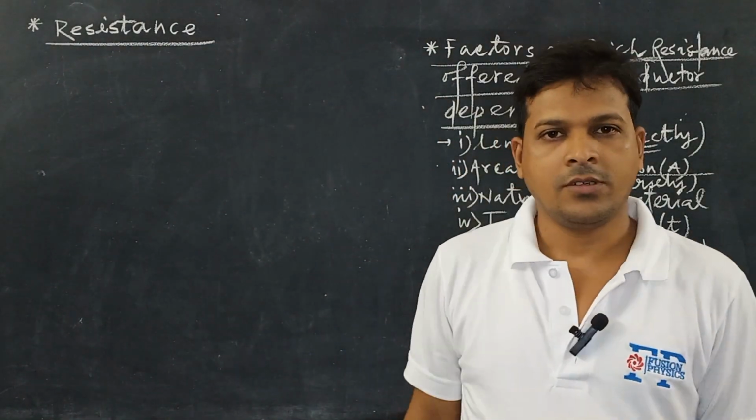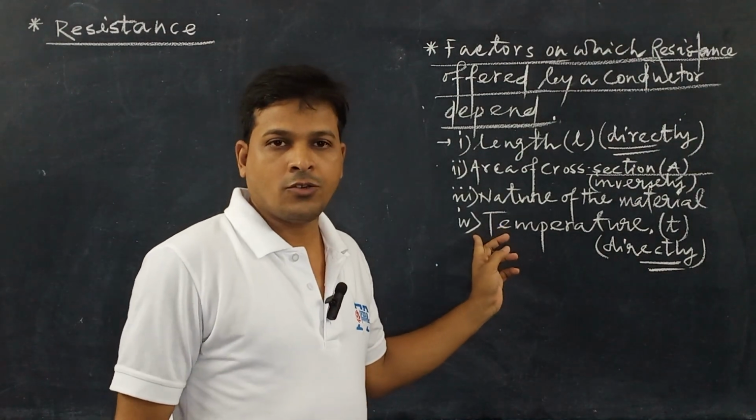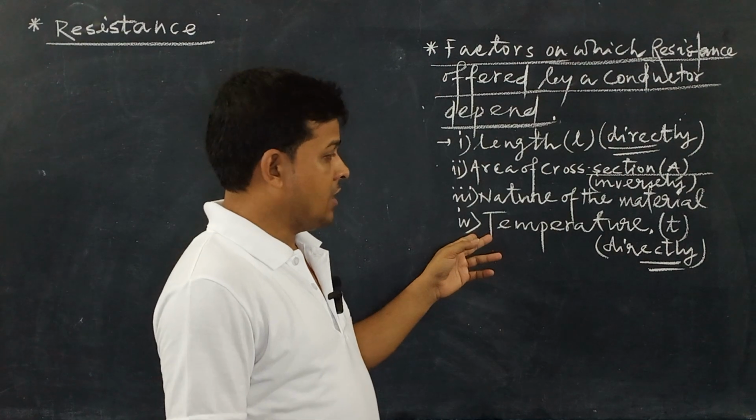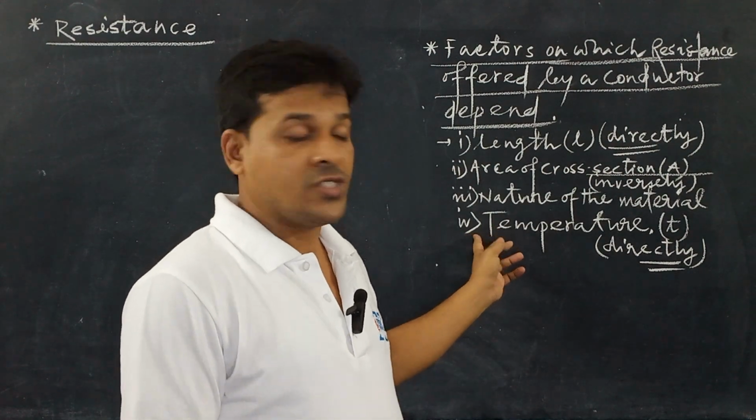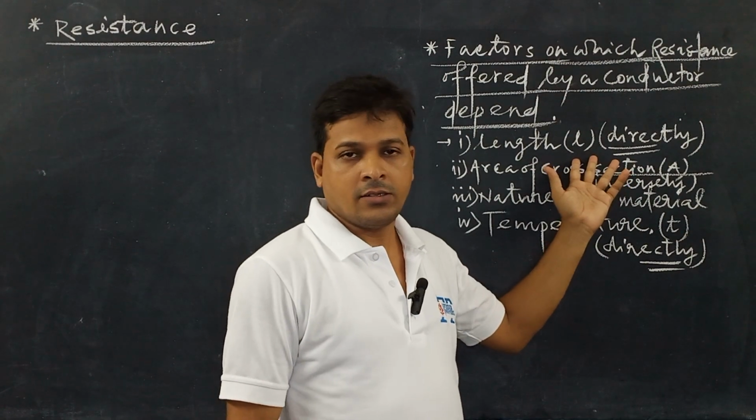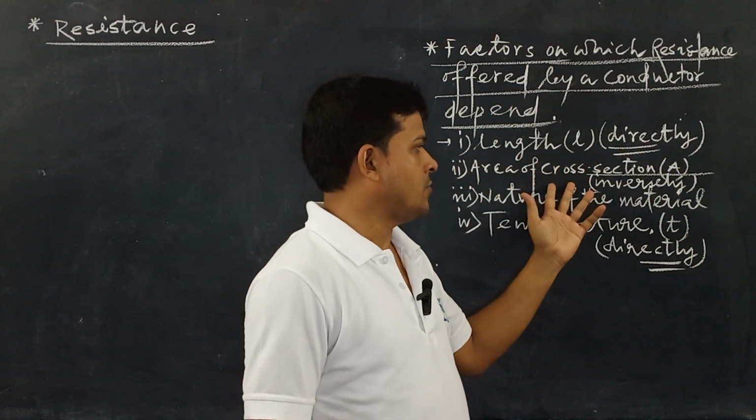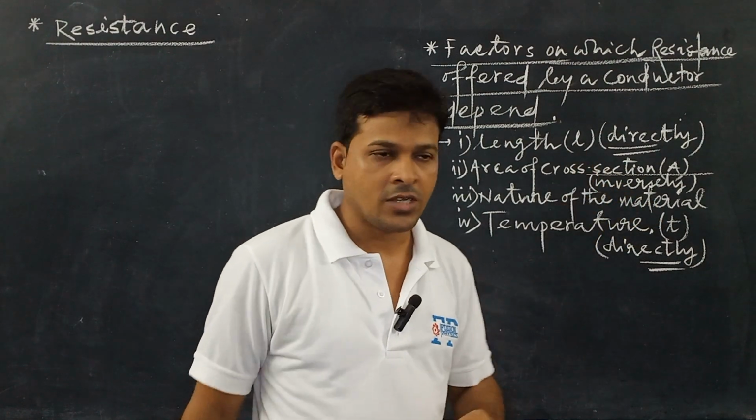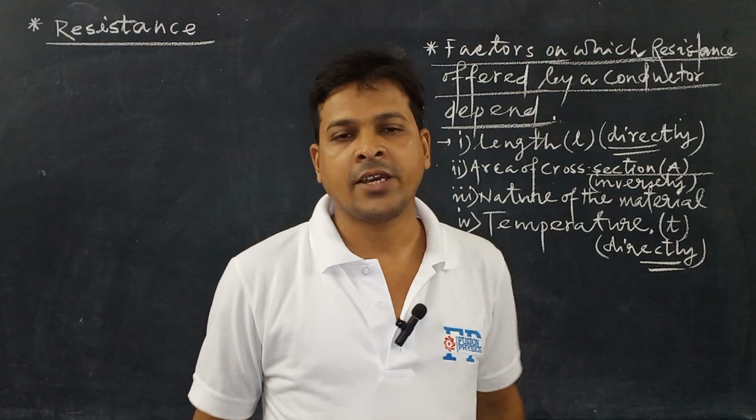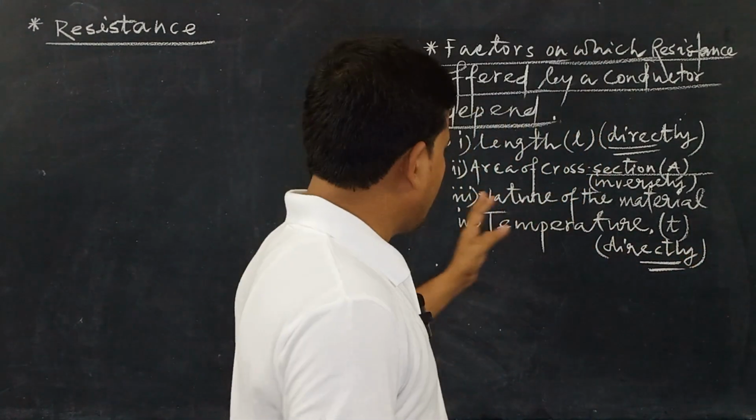Hi friends, in the last video we learned up to this the major factors of the resistance that are frequently asked in the Madhyamik exam and also the board exam of the CBSE and ICSE, where we learned that the resistance offered by the conductor is directly proportional to the length of the conductor and inversely proportional to the area of cross section, and the resistance offered by a conductor is directly proportional to the temperature. But these are the different factors.